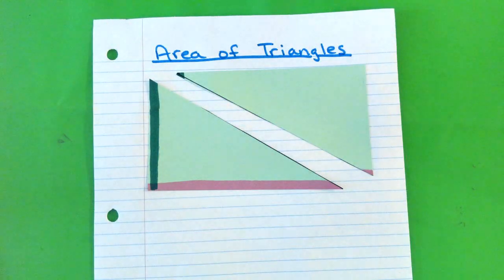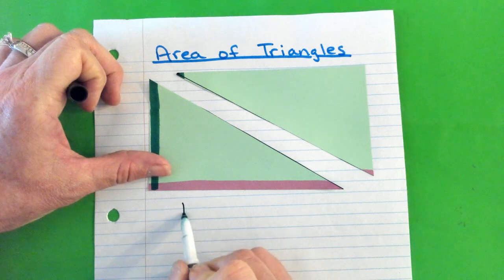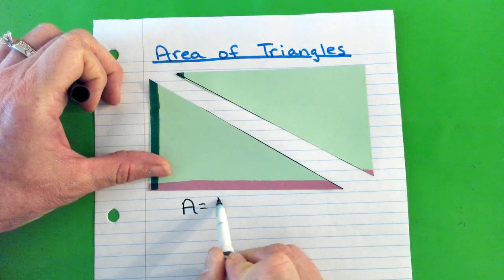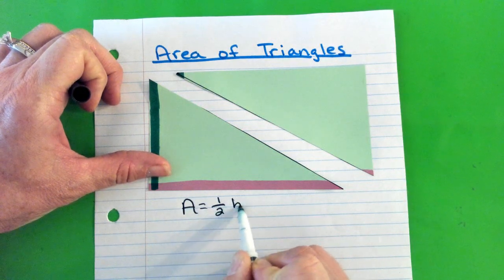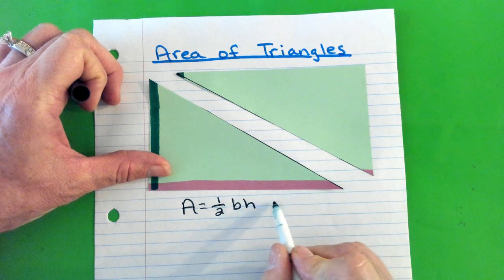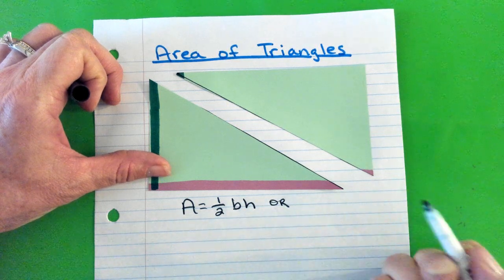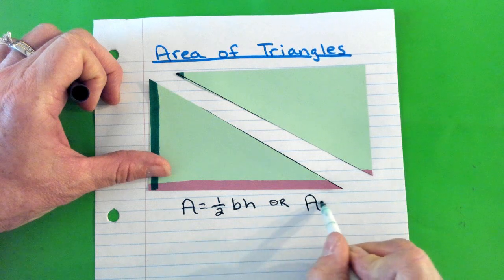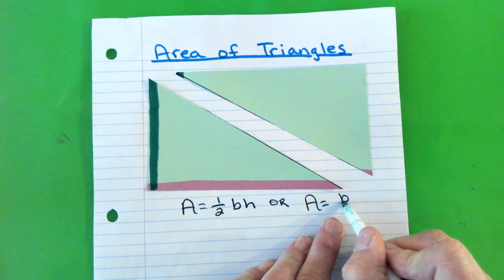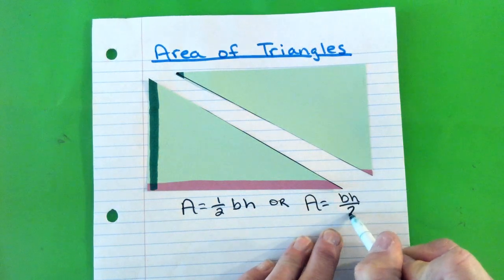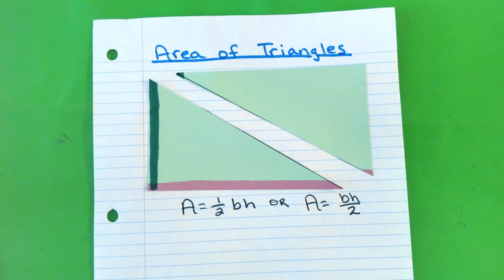So let's write the formula. Area is equal to 1/2 base times height. Or, I also write it like this. Area is equal to base times height divided by 2. Triangle. And then I'm going to put my measurements in for the base and the height.